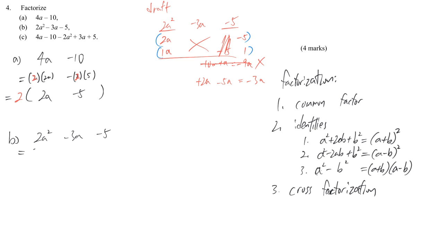So no step can be written down, we can just directly write down 2a minus 5 together with a plus 1. Because I didn't write the sign, that means positive.